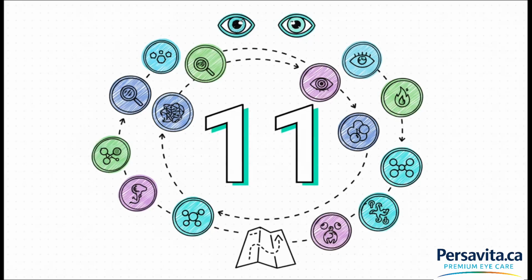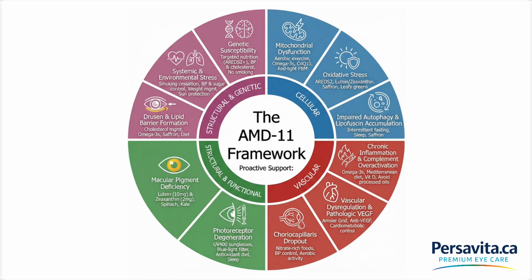And that is where this number comes in, 11. We're going to walk through what's known as the AMD-11 Framework. It's this fantastic model that takes all the science and organizes it into 11 major, distinct mechanisms that are driving this condition. It really gives us a clear roadmap for understanding what's happening inside your eye.